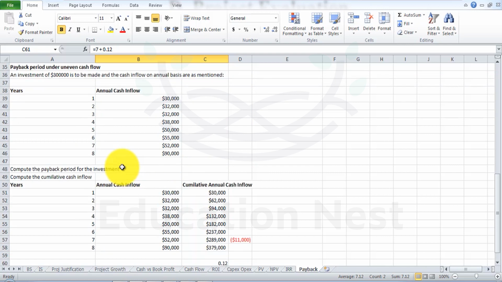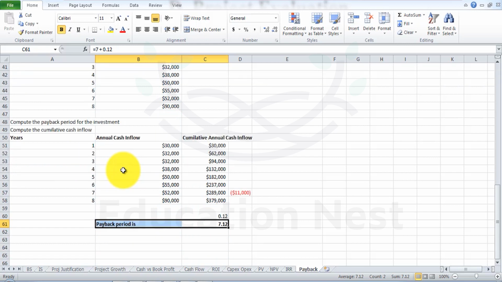This is all with regard to payback period, guys. I hope you had a good understanding of the payback period. It's as simple as it can get, as easy as it can be, once you have understood the principles of its application, right?